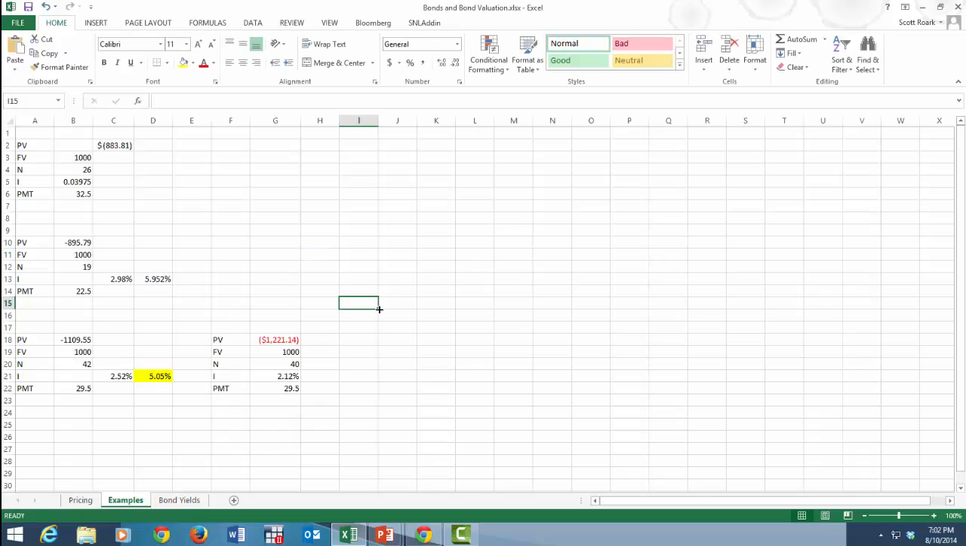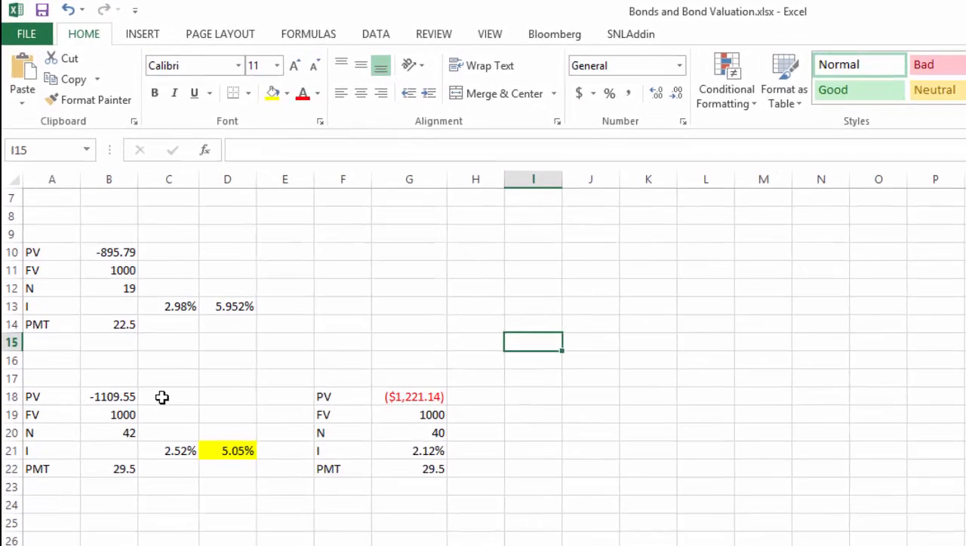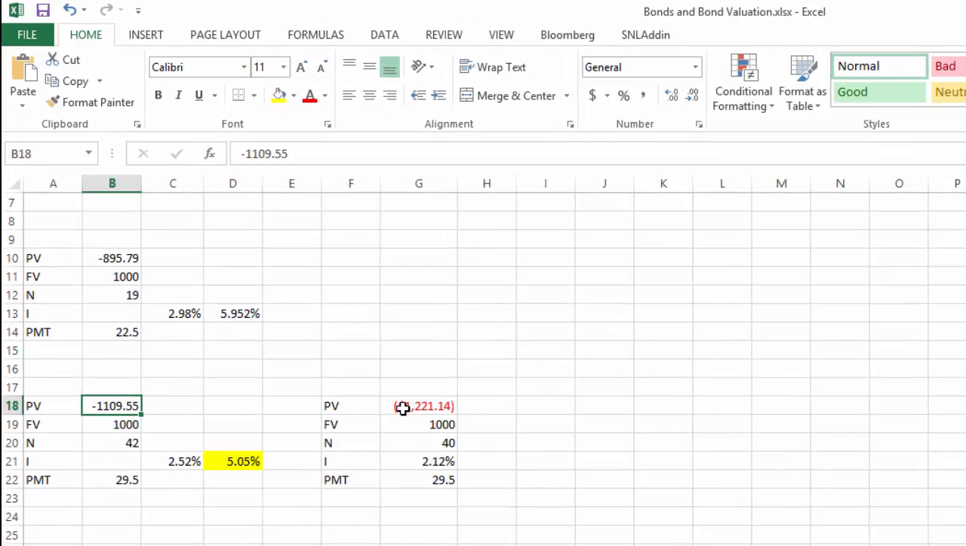Let's go to Excel again and take a look at this. So we have today a 20-year bond. If a bond with 20 years to maturity, that's where we are today. We got the price a year ago. It's $1109.55. Future value, or the face value, the par value of the bond, is 1,000. Now, when I'm doing my calculation, because the price a year ago was $1109, I need to put in the appropriate number of periods for that point in time. So a year ago there was 21 years to maturity, and so my number of periods would need to be 21 times 2, 42 semi-annual periods.